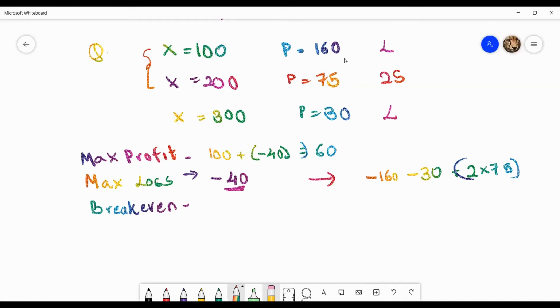And when you're calculating your break even, you will have two break evens in this strategy. The first break even will be calculated from your first strike, and the second break even will be calculated from your third strike. How do you calculate your first break even? You say 100 plus your loss, which is 40. So your first break even is at 140. And for your second break even, you say 300 minus 40, which is 260. So your second break even is at 260. You add to the first one and you subtract from the second one.